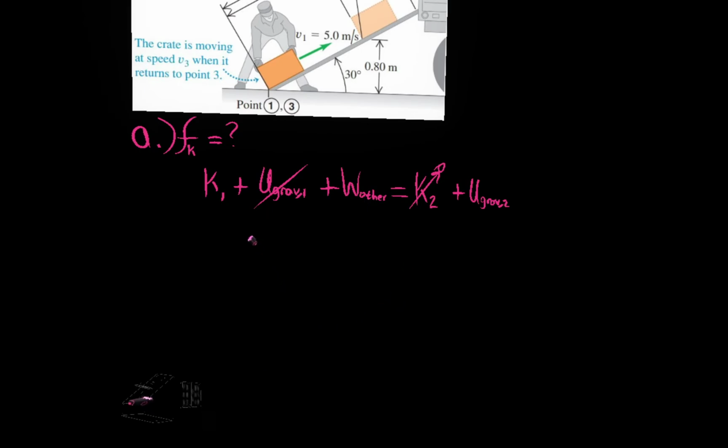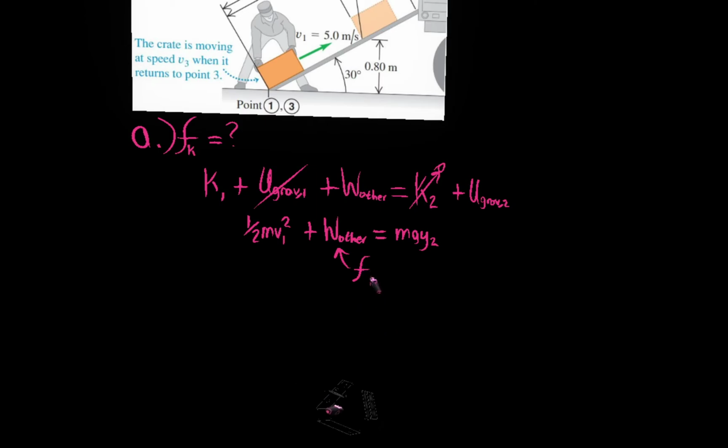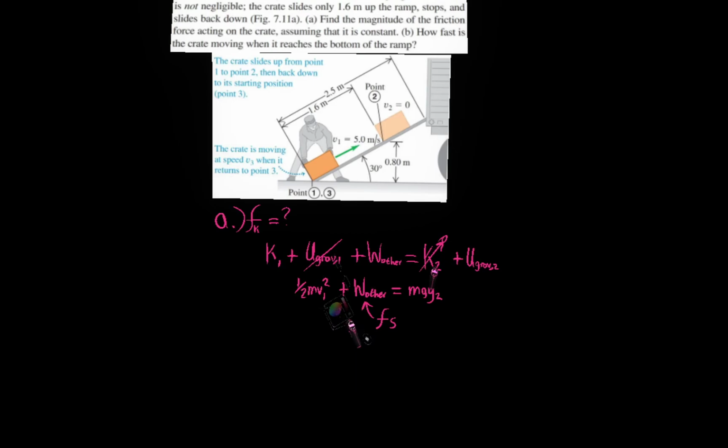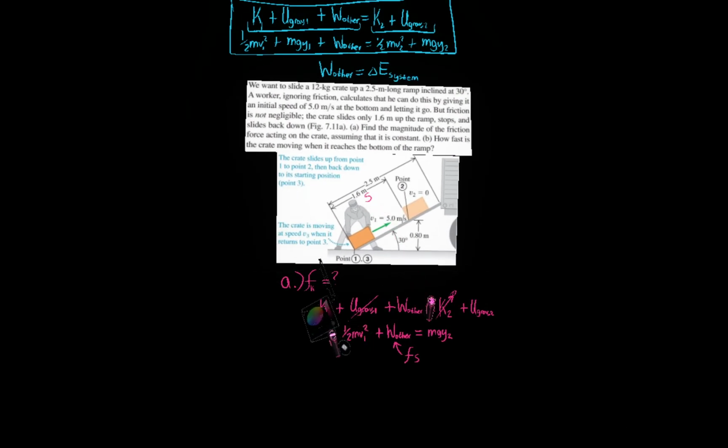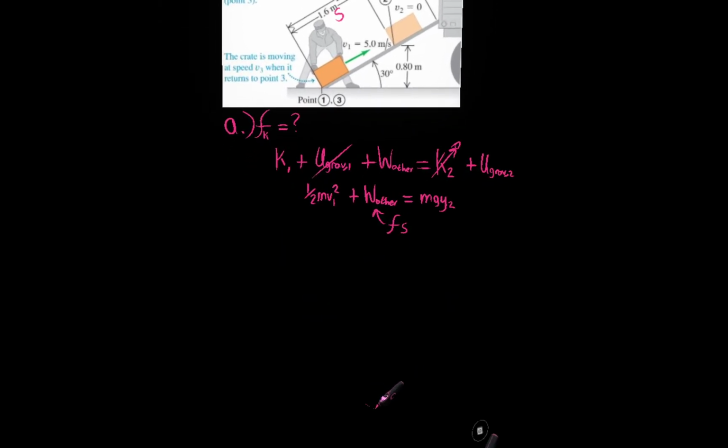Let's rewrite. So we have 1/2 mv1 squared, it's this term, plus work other is equal to mgy2. And what we know is that this work other is going to be our friction force times the distance. So you could write Fs, right? Before we were saying Fs, that's work, force through a distance. So our force is the friction force, and S is the distance, where S is this distance, there. And it's going to be negative, because the friction force is going to be negative.